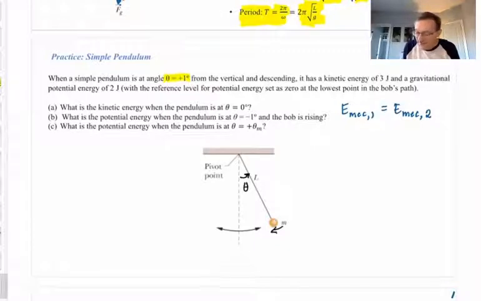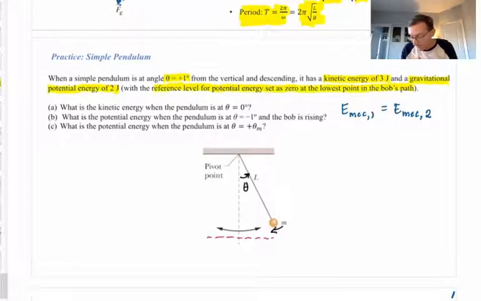It has a kinetic energy of 3 joules and a gravitational potential energy of 2 joules, with a reference level for potential energy set as 0 at the lowest point in the bob's path. So if I estimate the lowest point in the path to be roughly down there, that's where the bob would be when the string is vertical. That line corresponds to U grav equals 0.